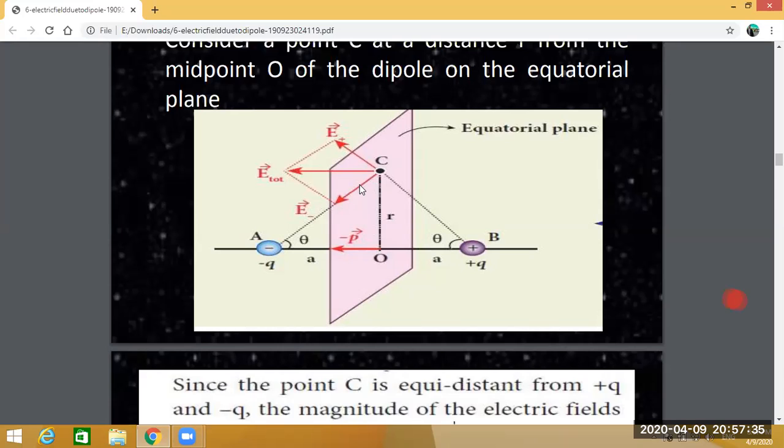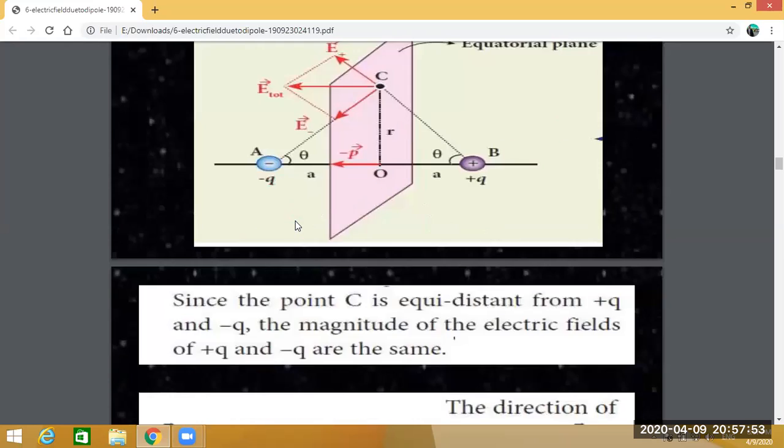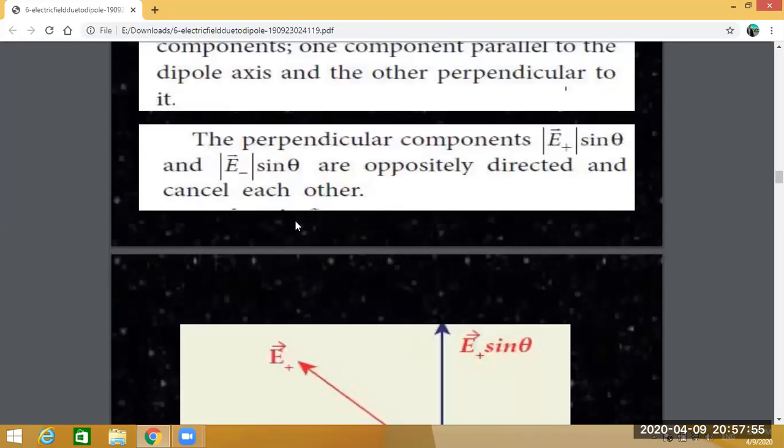And then we apply the formula: root under magnitude of E plus square plus magnitude of E minus square plus 2 E plus E minus cos 2 theta. And you will calculate. Lastly, you eliminate the cos theta and you will obtain the same result. So try this method also.